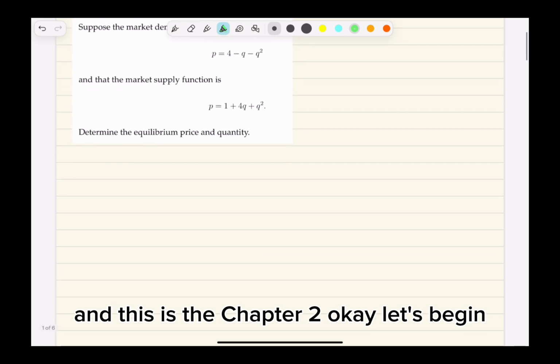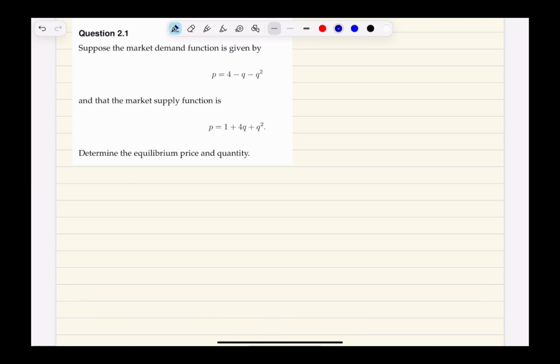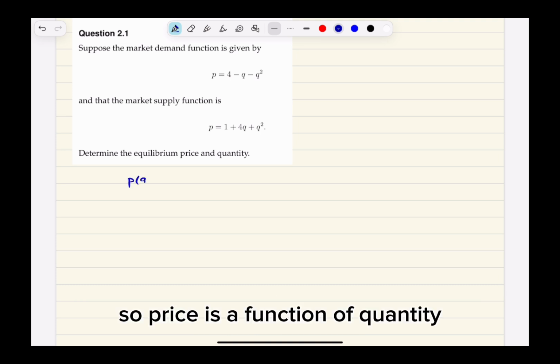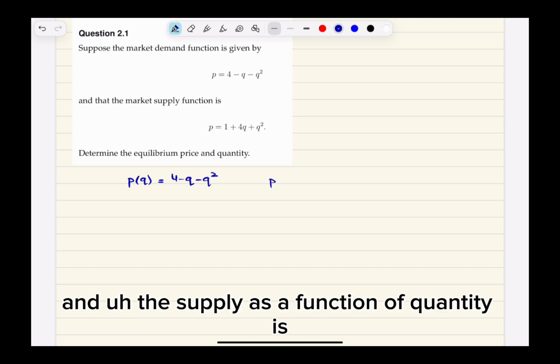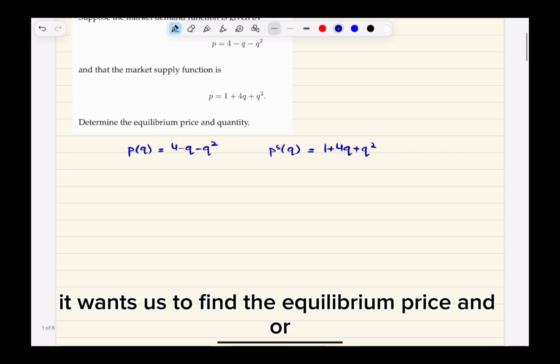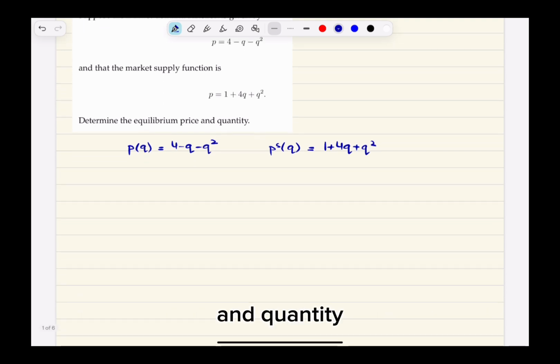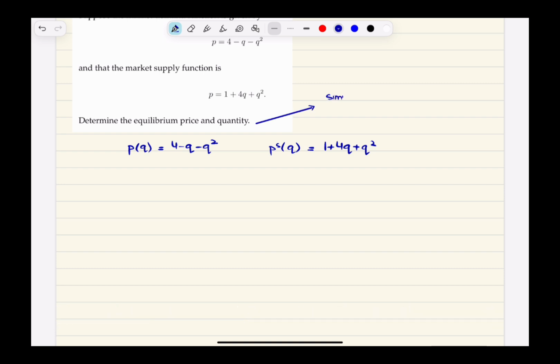Okay, let's begin. Suppose the market demand function is given as follows. Price as a function of quantity is 4 minus q square, and the supply as a function of quantity is 1 plus 4q plus q square. It wants us to find the equilibrium price and quantity. Therefore, we need to solve it simultaneously.